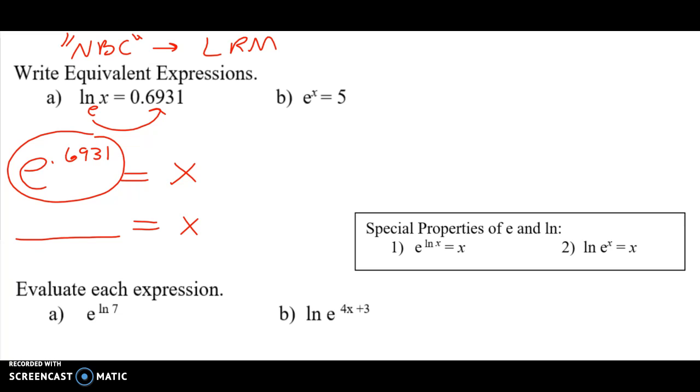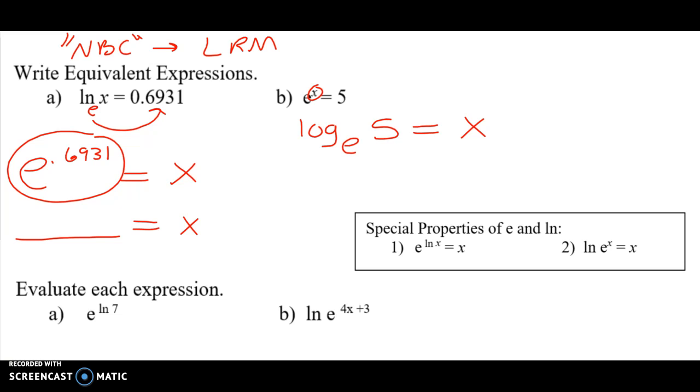Okay, now B wants us to go backwards. So I'm going to write it as log to start. So we're doing NBC backwards. Log base what? E. The base of the exponential is the base of the log. The base of the log is the base of the exponential. The base is always the base. But now the other two numbers are going to switch. So log base e of what? 5 equals the one in the middle, x. Left, right, middle.